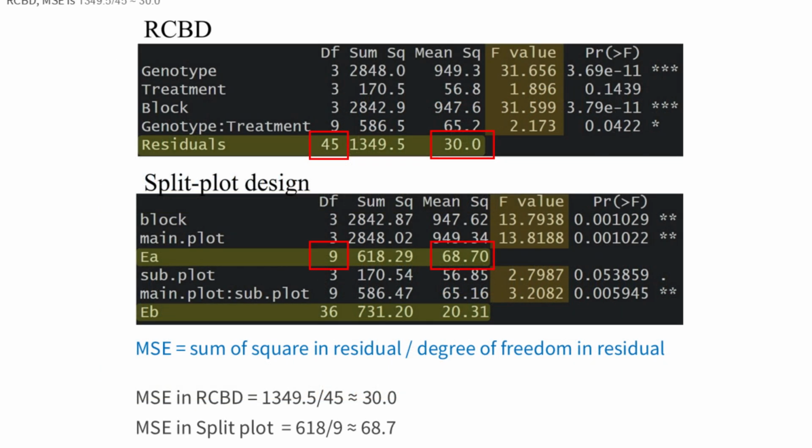MSE is calculated as the sum of squares in residual divided by the degree of freedom in residual. In RCBD, MSE is 3049 divided by 45, which is approximately 30.0. However, in split plot design, MSE at the main plot is 618 divided by 9, which is approximately 68.7. Low F ratio indicates that the treatment effect, genotype, would be decreased or less significant. This is because when the variance of errors called MSE is increased, the genotypic effect becomes unclear.